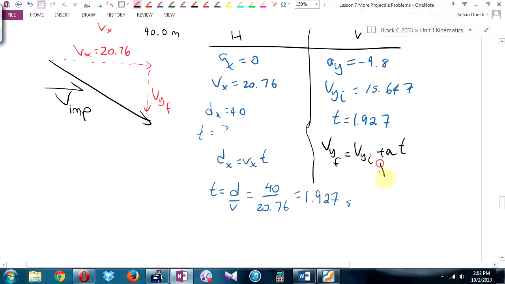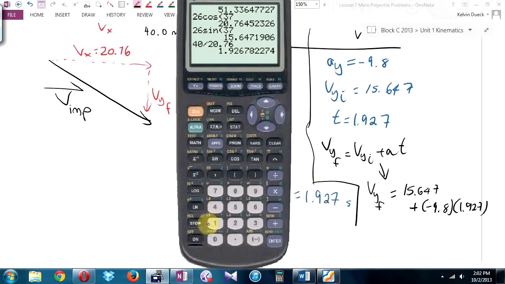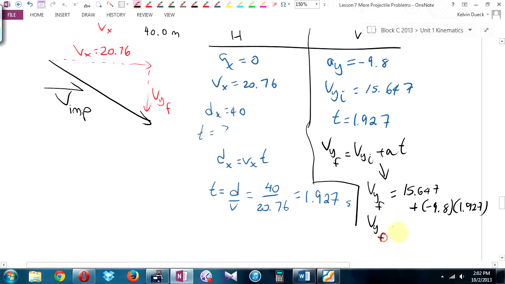I think I'm getting a Vy final of 15.647 plus negative 9.8 times 1.927. I'll use my answer button. Woohoo! I get negative 3.23546. I'll go negative 3.235. What was it? Negative 3.235? Is that right? Anybody else?